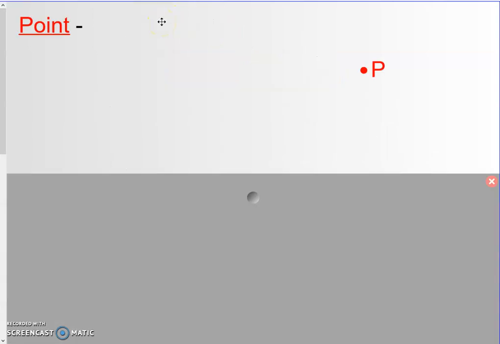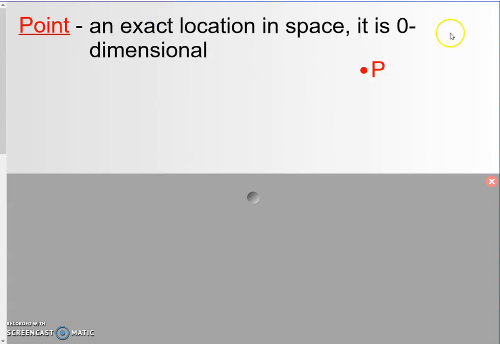Okay, so we'll start out with the most basic of all shapes, a point. And a point really is not a shape at all. It looks like a little circle, but it's an exact location in space. We consider points to be zero-dimensional. They have no length, no width, no depth. It's just a location. And I know when I draw a point, you say, that's a circle, but it's really not. It's just an exact location.